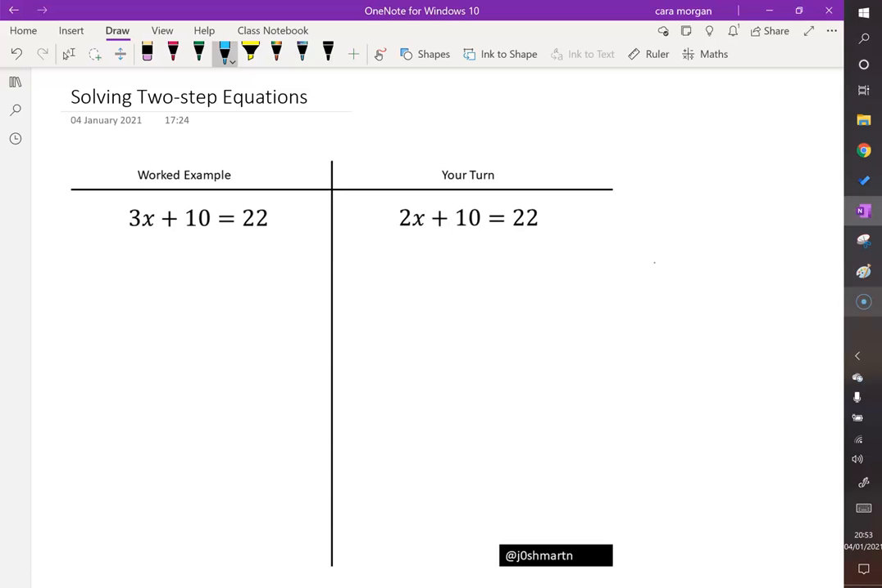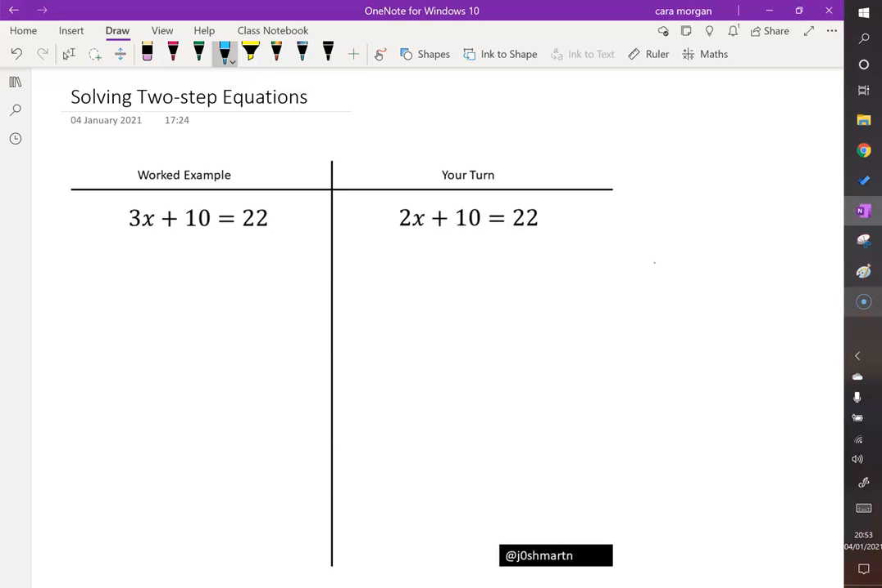Now, I've got some two-step equations for you here. So, they involve exactly what we've just done, but in a couple of steps. So what I'd like you to have a look at is the worked example that I'm going to do. And you've probably come across these equations before, but I'm going to show you the method that I'd really like you to use.